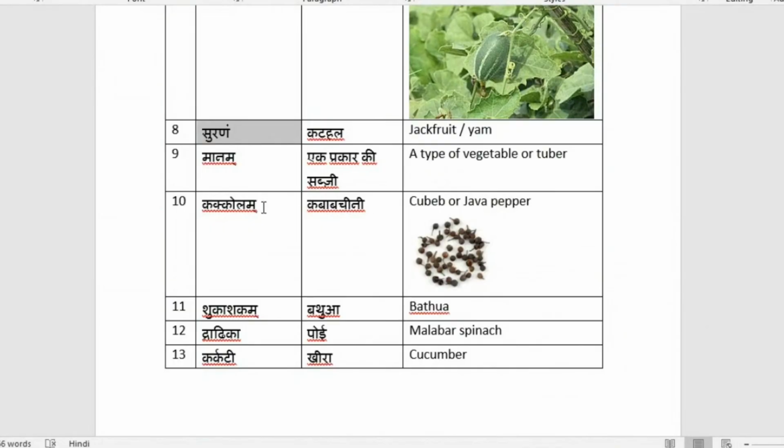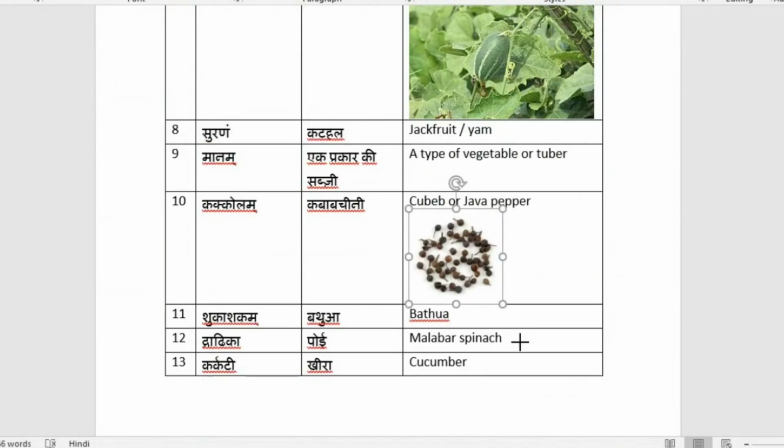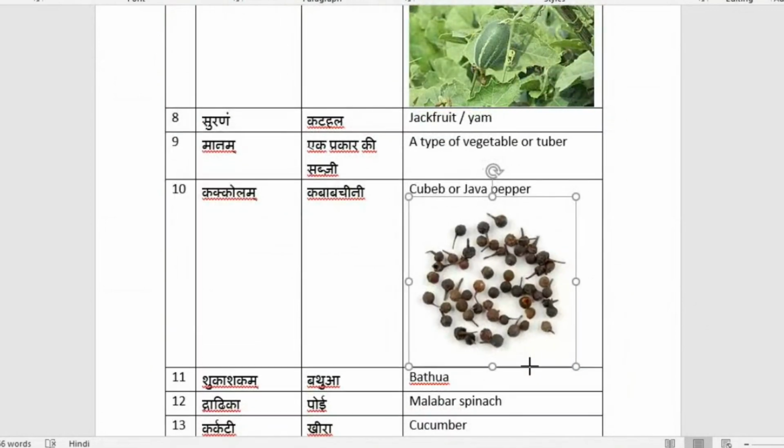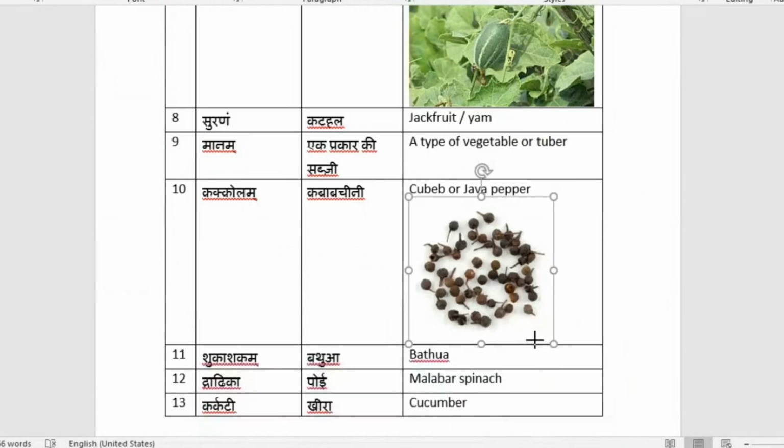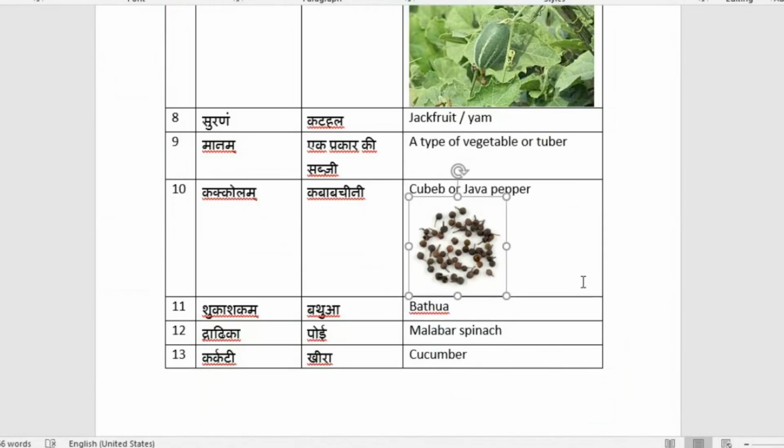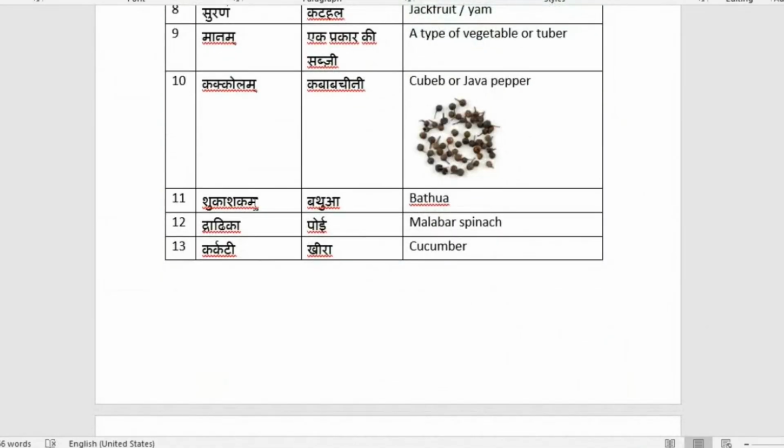Then is Kankola. Kankola is this. For you all to understand, see, this is Kankola. I don't know what it is. What is the other name that we normally use? It is called Kebab Chini. In English, it is called Java pepper or cubeb. So this is Kankolam.